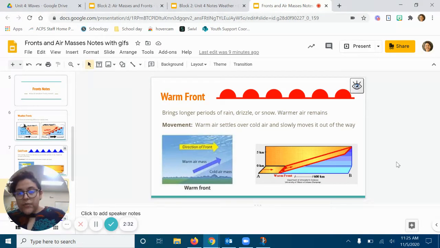Next, a warm front would bring longer periods of rain, drizzle, or snow, and that warm air remains. So you can think of this as like a warm rain versus a cold rain would be a cold front. And this warm rain occurs because the warm air that's moving from left to right in this case settles over the cold air and slowly pushes it away. And you can see that here, how in the graphic it's just kind of pushing until it's just warm air. And that movement will also cause some rain, drizzle, or possibly snow if it's the right temperature.